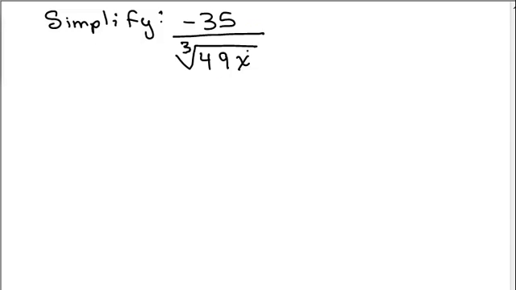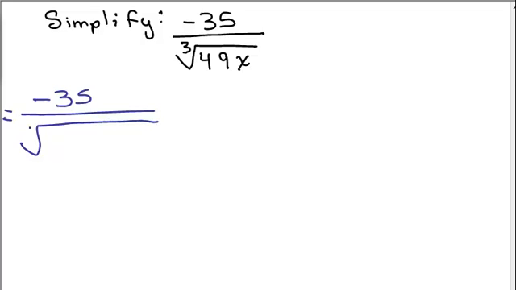Alright, we need to simplify this by rationalizing the denominator, and this time I have a cube root in the denominator, and 49 is not a perfect cube, and neither is x. I would need an exponent on x that 3 goes into, and I only have x to the first power, for instance, and 49 is actually 7 times 7, so I have two factors of 7. So we want to see that written out in factored form.